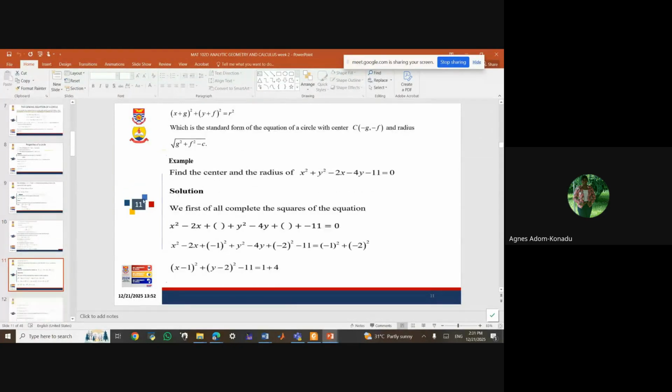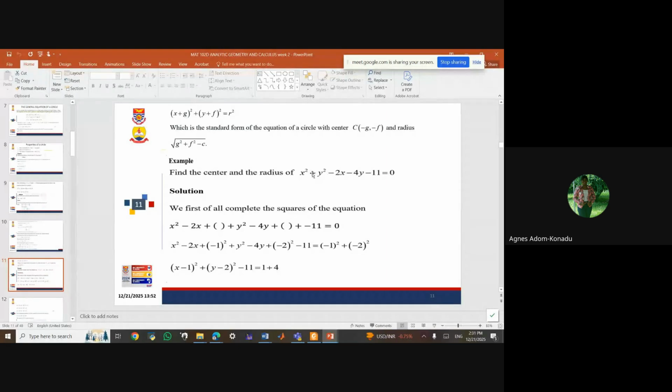So I'm going to get (x + g) all squared plus (y + f) all squared is equal to r squared, which is the standard form of the equation of a circle with center (-g, -f) and radius square root of g squared plus f squared minus c. So in the standard form, you just rewrite, you apply completing the square and everything, then you get that. It says to find the center and the radius of the circle.